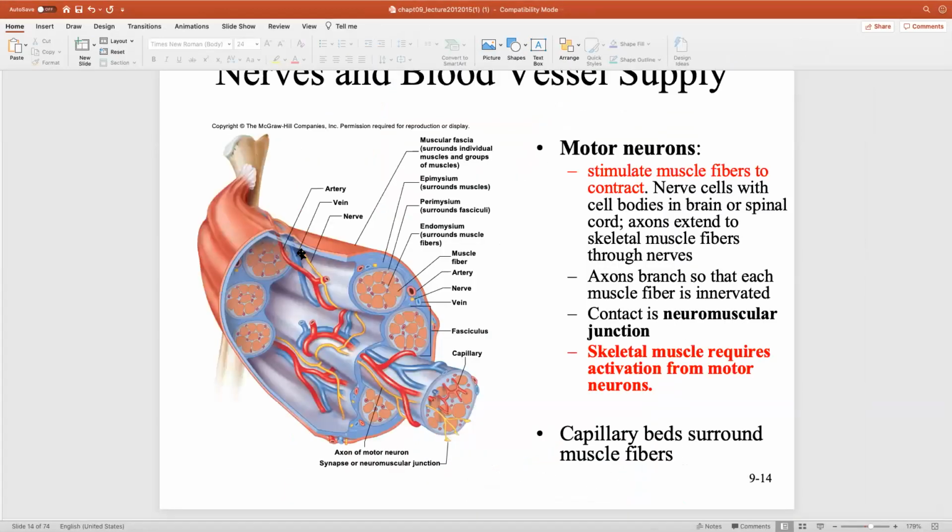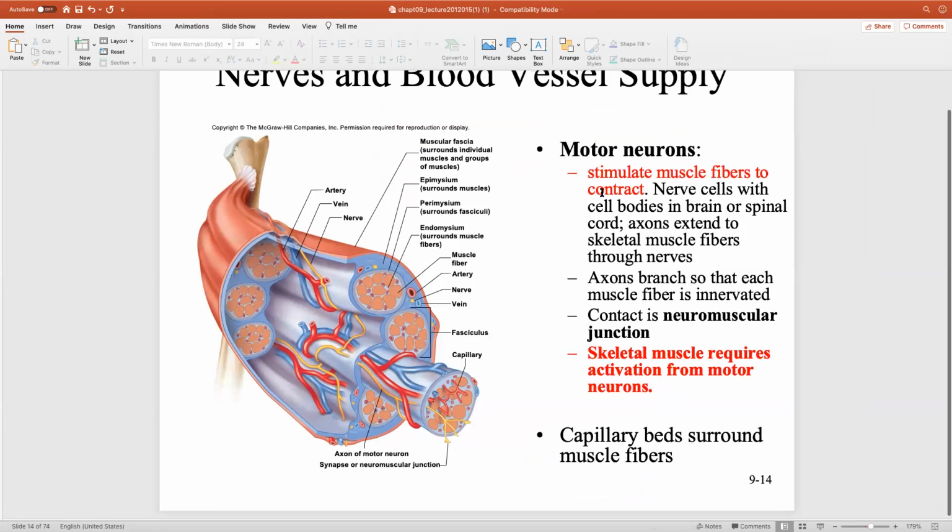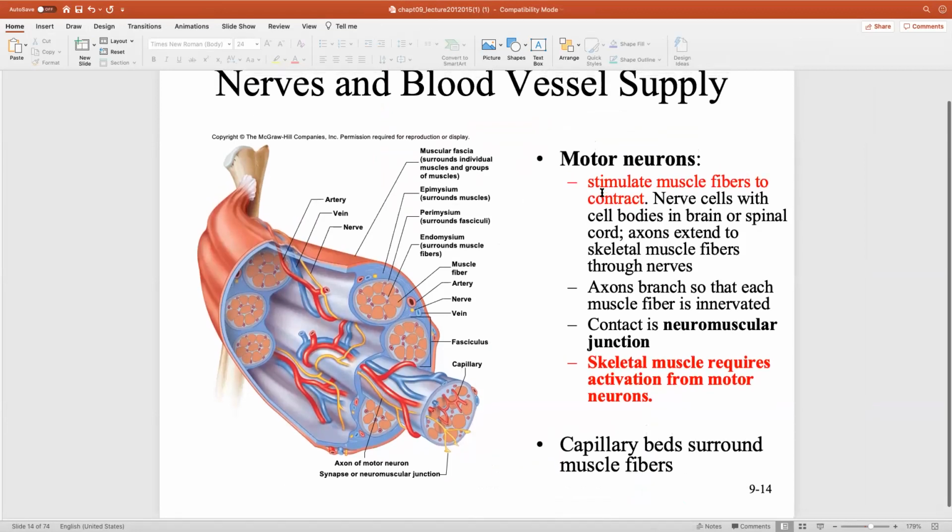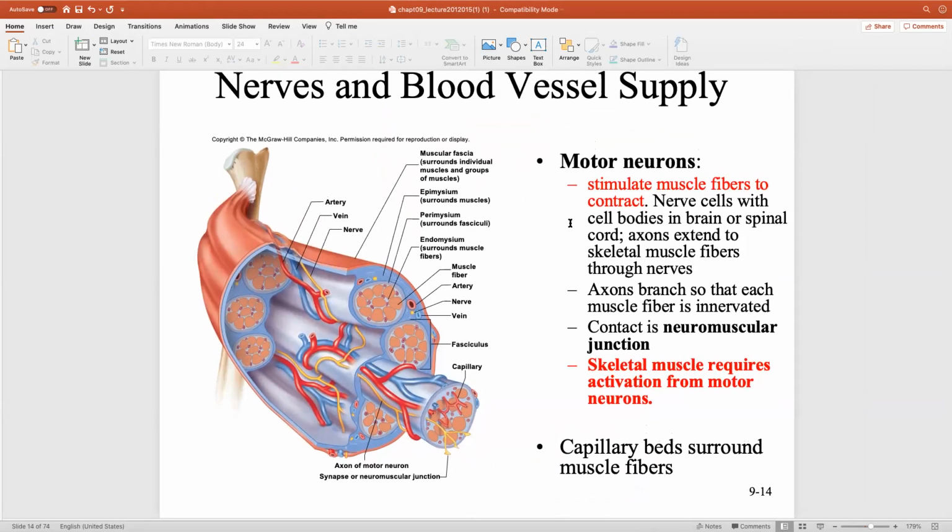Next, right? Now, what do we need to know here? Number one, what we mentioned before. All skeletal muscles require motor neurons to be stimulated. Now, we will see cardiac muscles and smooth muscles don't necessarily need motor neurons. They can get stimulated by motor neurons, but there are other ways to activate those muscles.